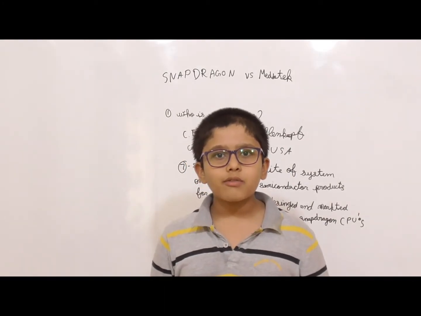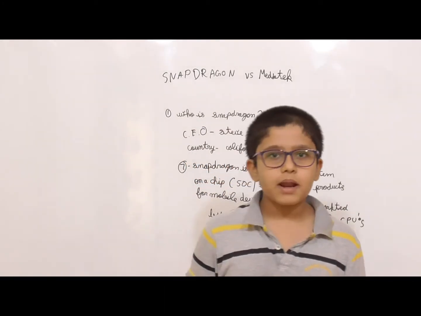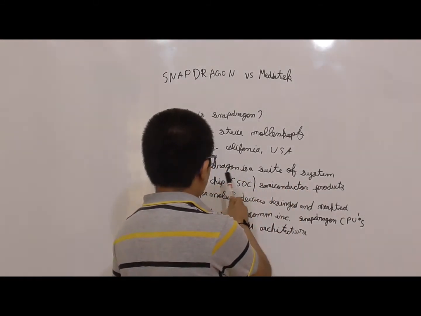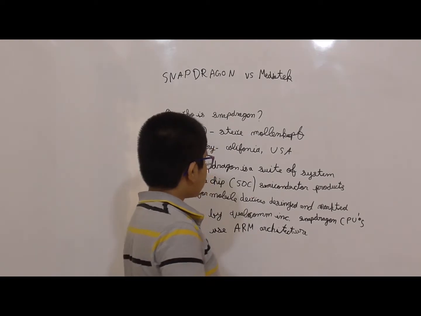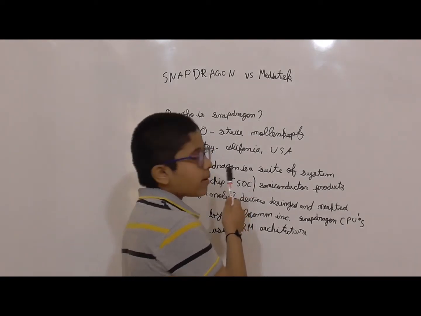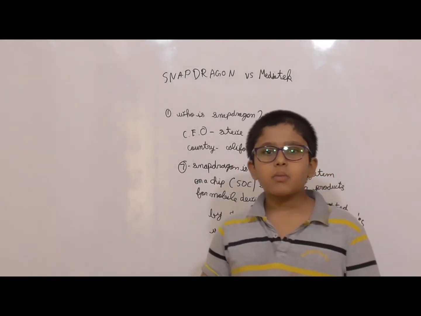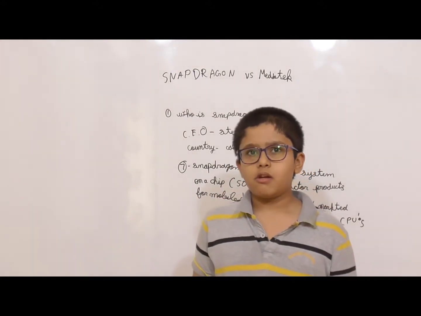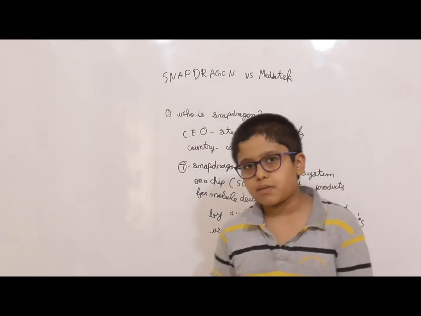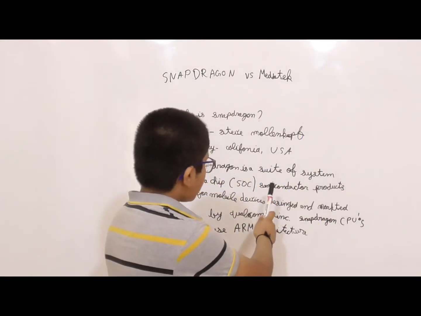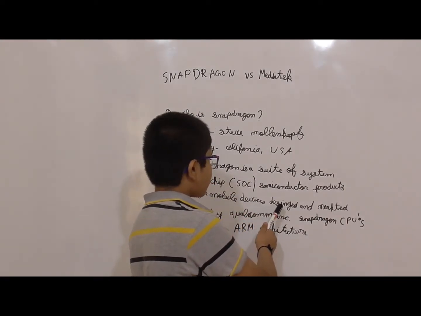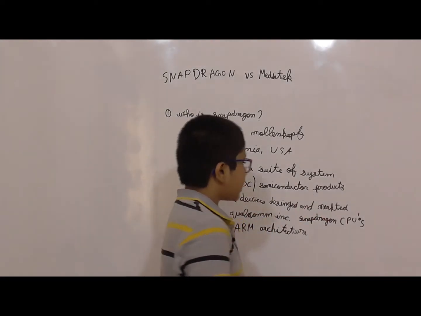So if you want more information about Snapdragon, here it is. Snapdragon is a suite of system on a chip, called in short form SoC. Now many Android devices contain SoC chipsets, which are normally Snapdragon chipsets. Okay. So, semiconductor products for mobile devices designed and marketed by Qualcomm Inc.